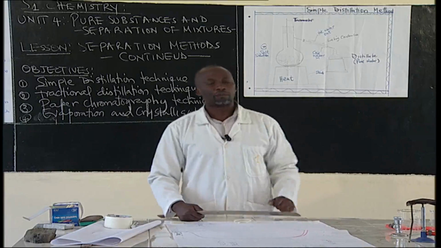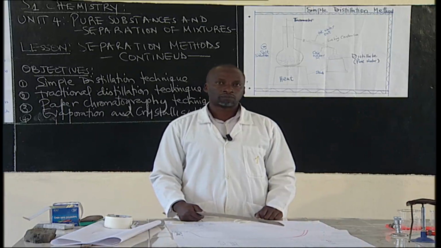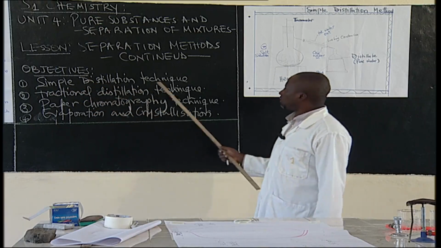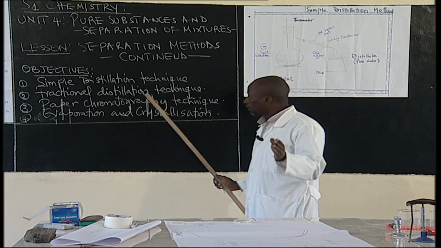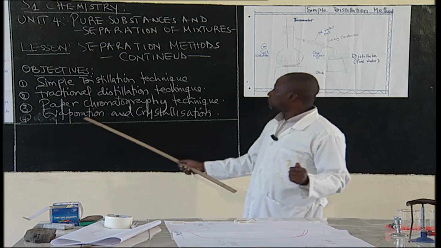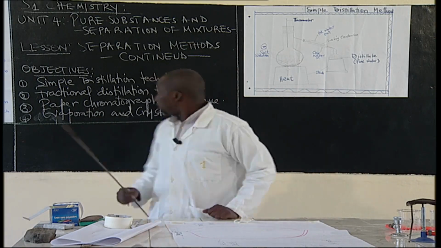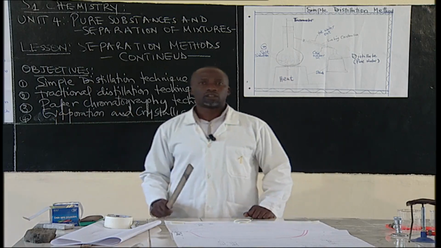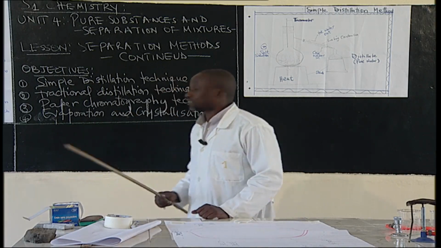I hope you still remember some of these methods that we looked at together in the previous lesson. Today, we'll be looking at other methods: the simple distillation technique, the fractional distillation technique, the paper chromatography technique, and then evaporation and crystallization if time allows. Before we look at simple distillation, let's first remind ourselves of what we looked at in the previous lesson. We'll start with a simple exercise.